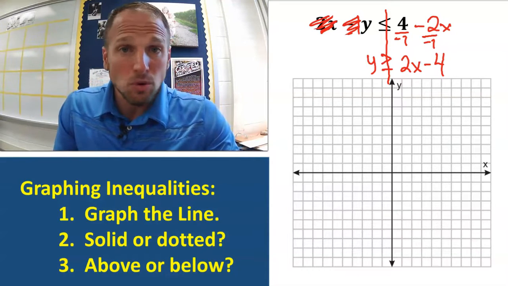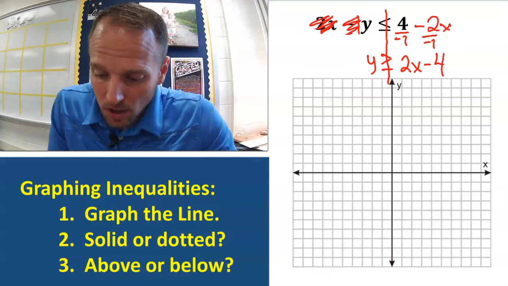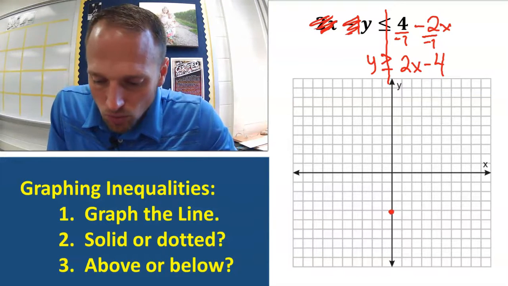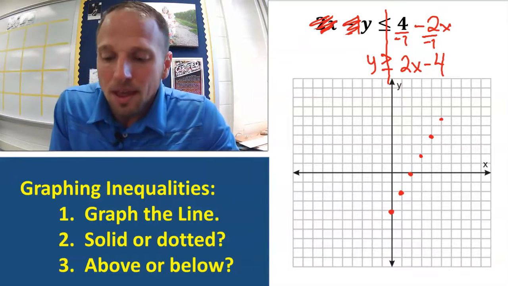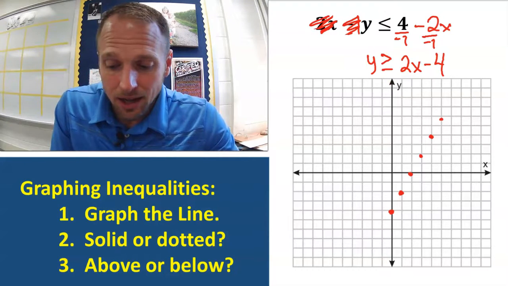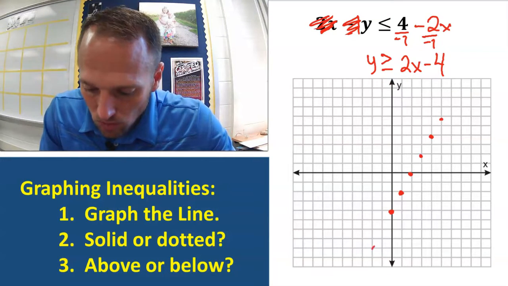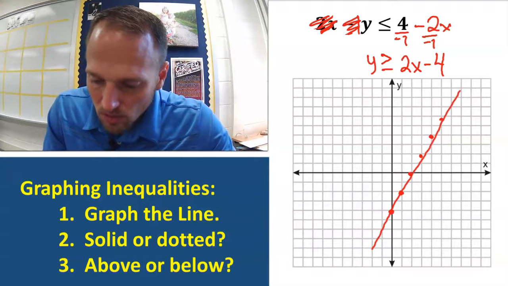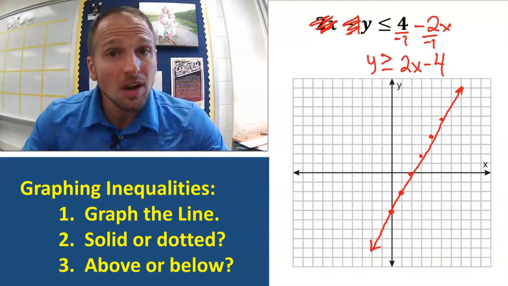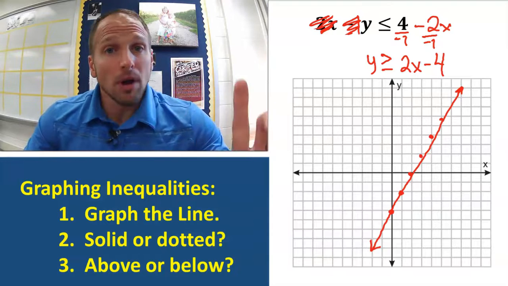Okay? But now we're in slope-intercept form, we're good to go. -4 is your y-intercept. +2 is your slope, so we're going up 2 and over 1, up 2 over 1, up 2 over 1. This time it is going to be a solid line because it's greater than or equal to. There we go. And the sign is greater than, which means above.